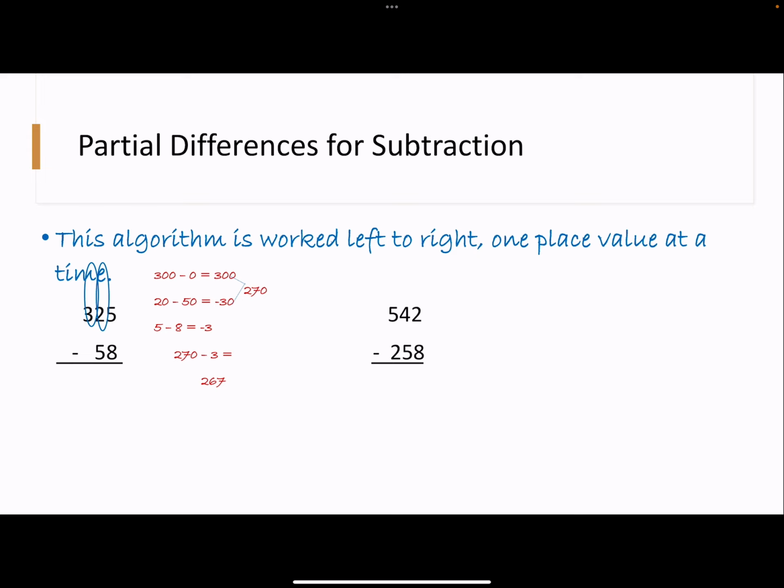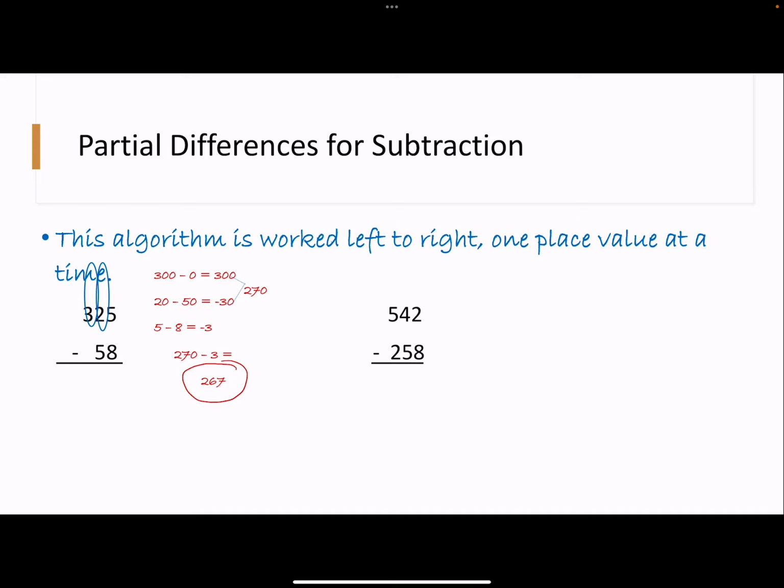Then I'm going to subtract my tens. 20 minus 50 gives me negative 30. So 300 minus 30 is 270. And then we're going to subtract our ones. 5 minus 8 is going to give me negative 3. So 270 minus 3 gives me an answer of 267.